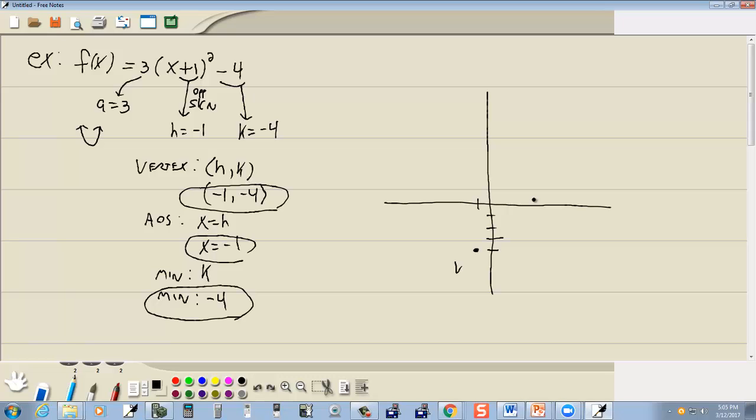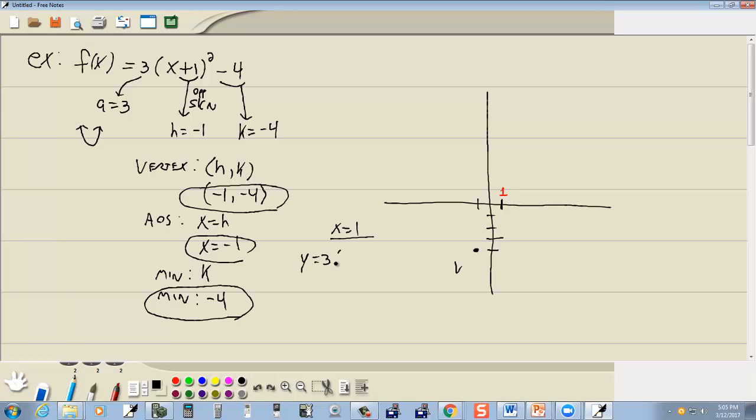We need to plot one point. Now usually you choose 2 units away. Like 0 would probably be a poor one to choose because it's too close. But 1 would be a good choice, because our vertex is right here at -1, so that's 2 units away. So we're going to plug in x equals 1 into our original problem and figure out what y is equal to. Remember, f of x is the same as y.